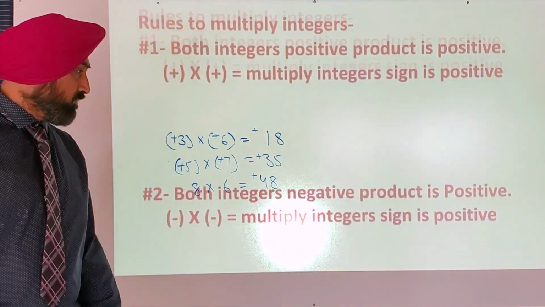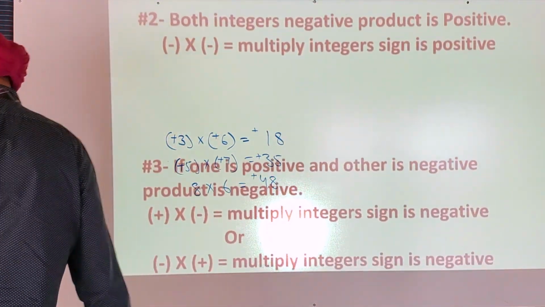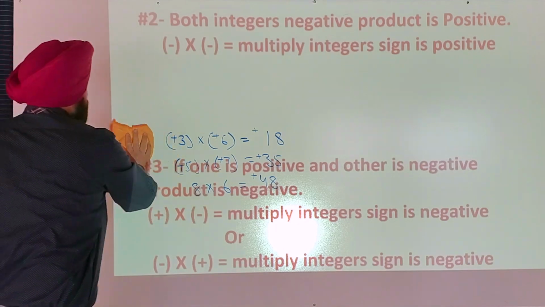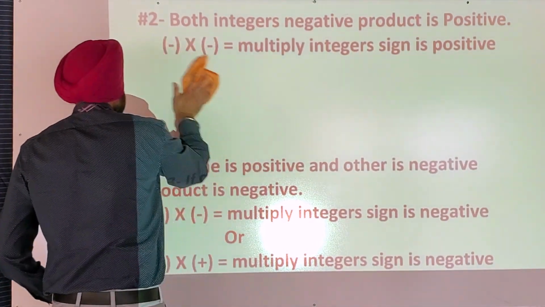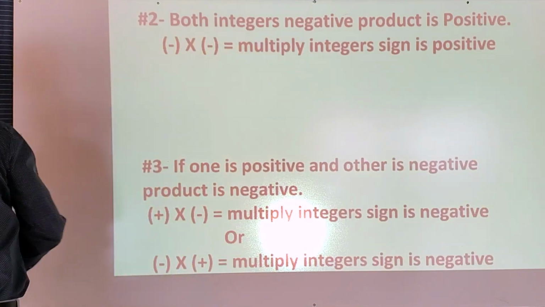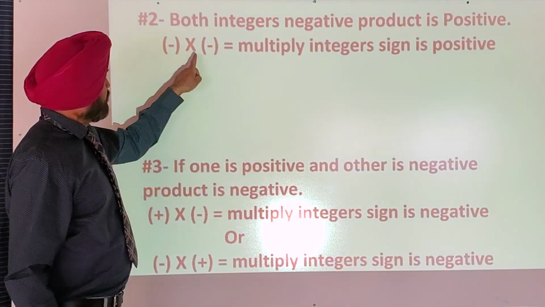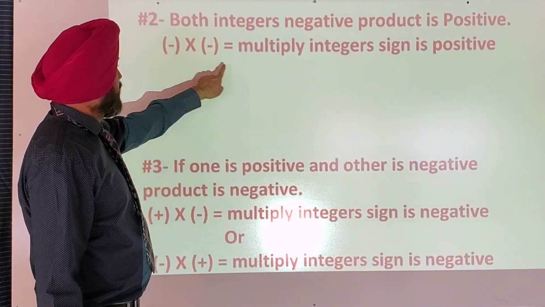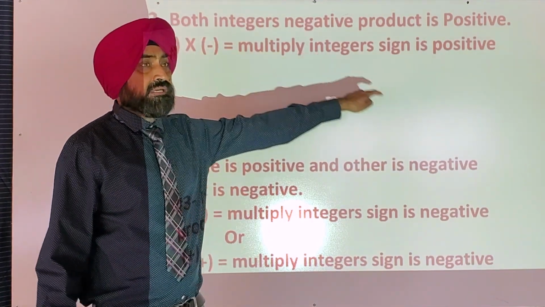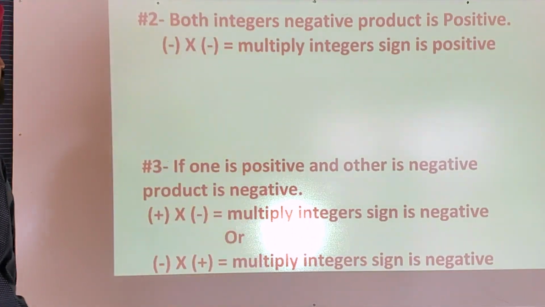Now see the second rule. In the second rule, if both integers are negative, first thing we multiply. See the sign between them. And then we multiply first and then the sign is positive.